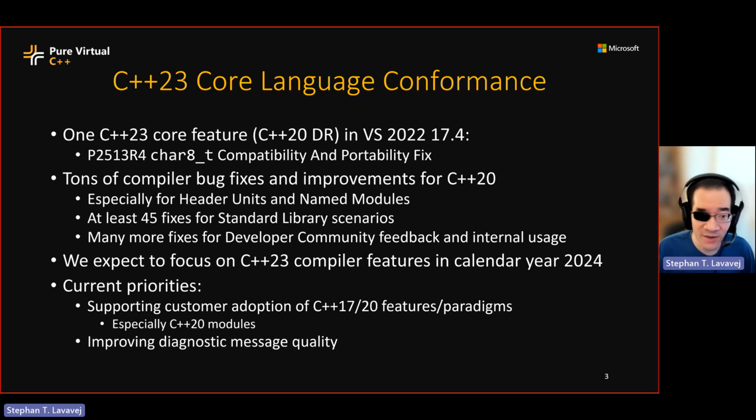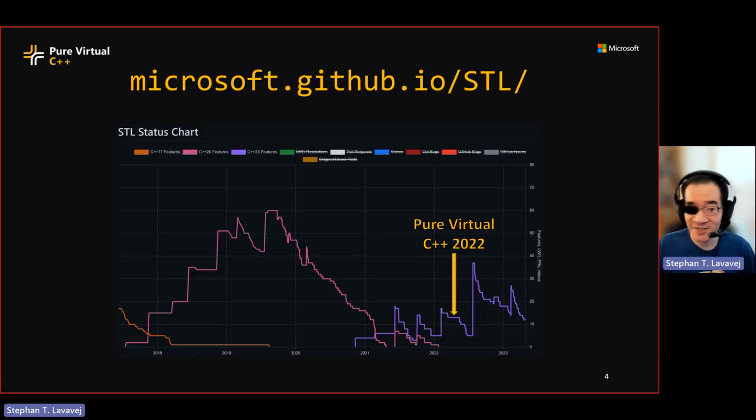For the standard library, we have released a ton of features. So here is the status chart that I always like to show. There's the URL in the top there. And this, as usual, is the count of remaining features in every standard since we began tracking this in about mid-2017. So a quick refresher on these lines.